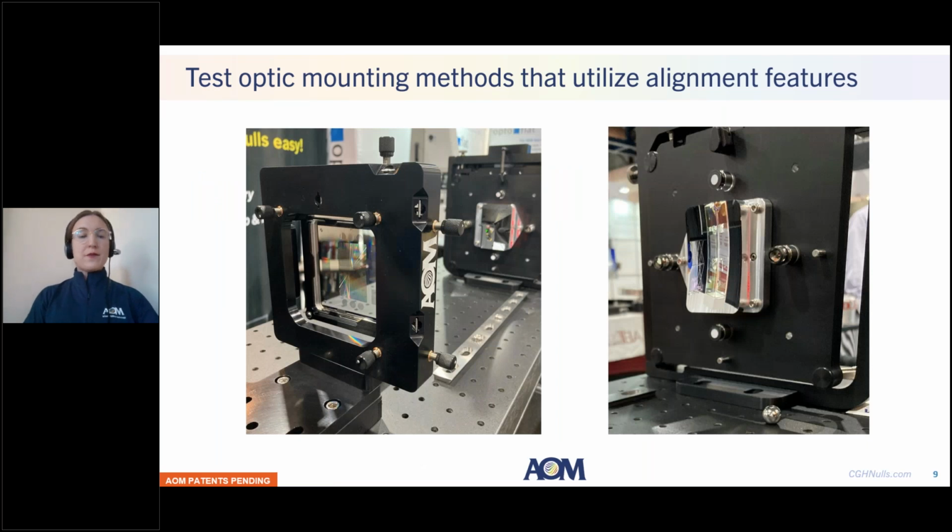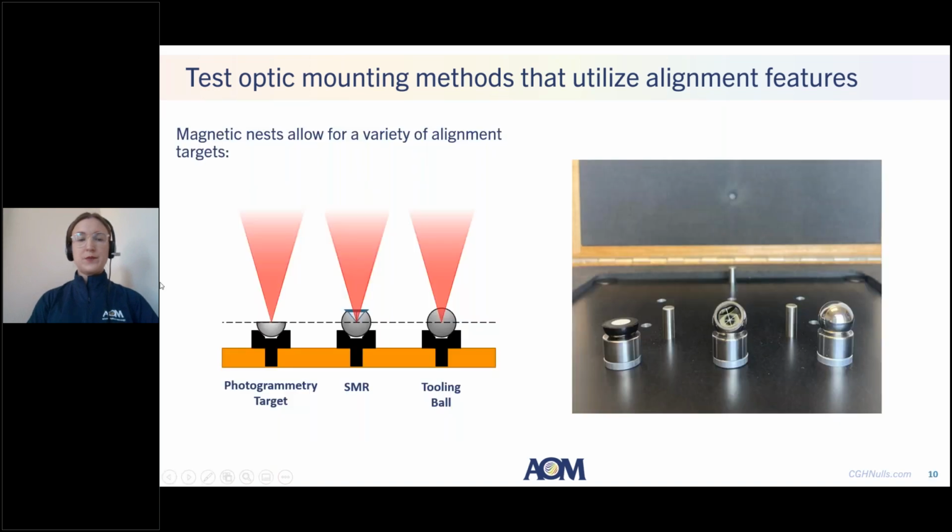So this is what the metrology platform looks like in real life with this freeform diamond turned mirror and some of these alignment targets that interface with these alignment patterns in our CGH. And what we did in this demonstration is our precision pinholes are used to hold what are called magnetic nests that have posts. And inside of these magnetic nests, we can hold a variety of targets. We can hold a photogrammetry target, which is a half sphere with a white screen used for visual alignment. We could also swap that out with a tooling ball, which is a reflective metal sphere. And we could swap that out with what's called a sphere-mounted retroreflector, which is a corner cube mounted inside of a sphere. And so all of these things can be interchanged depending on what your alignment pattern is.